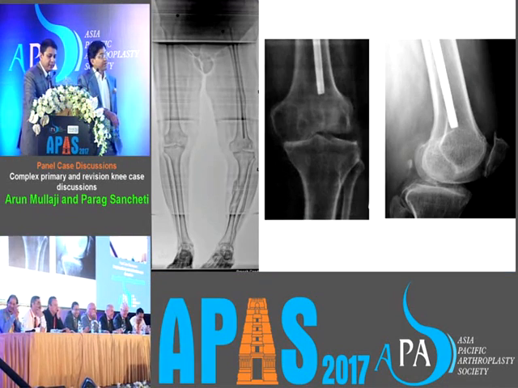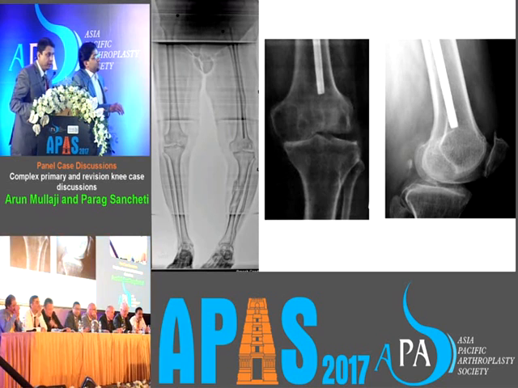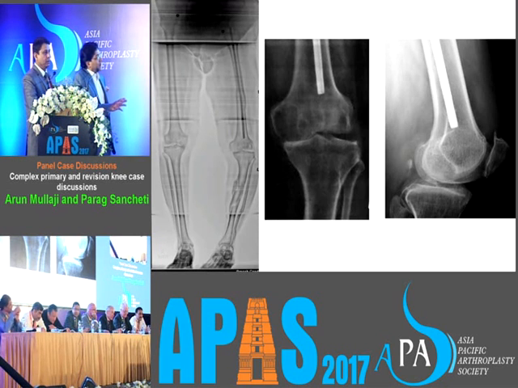Okay, so the next case, Arun. So this is a guy with a bilateral problem. You're just looking at the left knee now. Suggestions. The fractures have both united or malunited. So there's a little bit of extra-articular deformity on both the femur and the tibia.